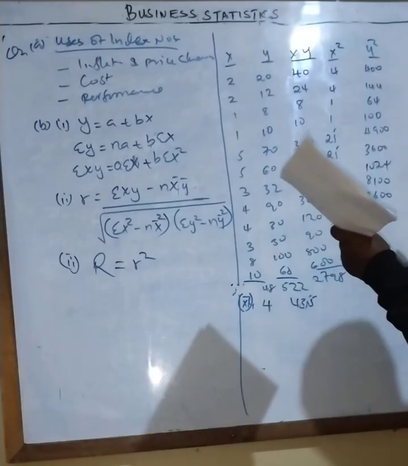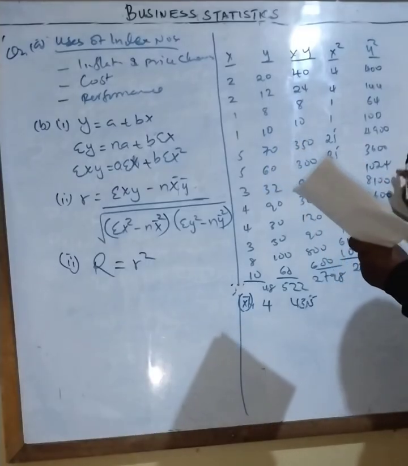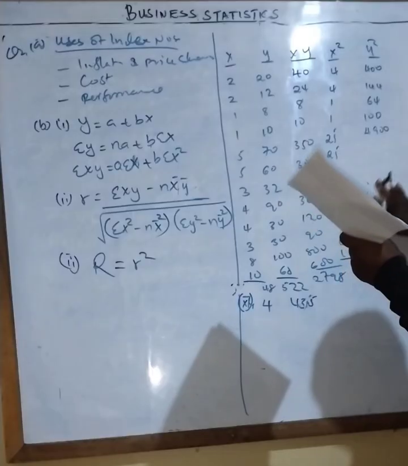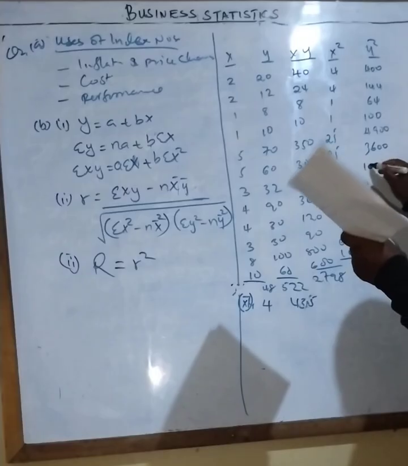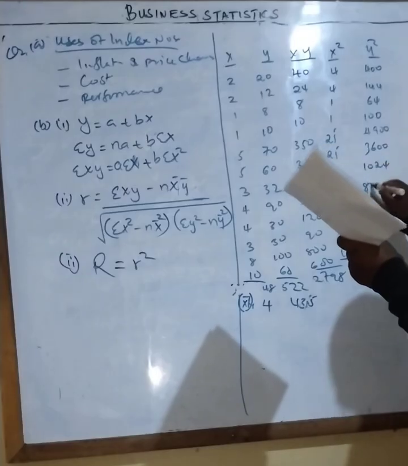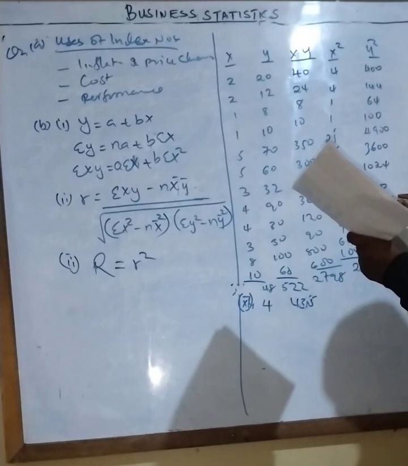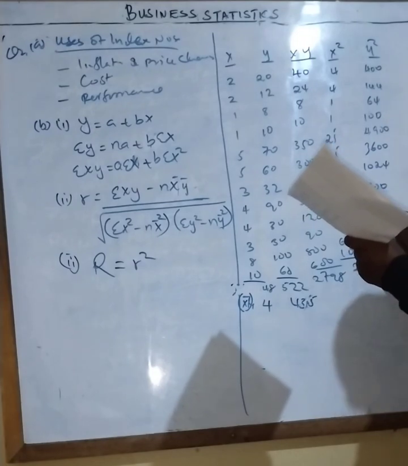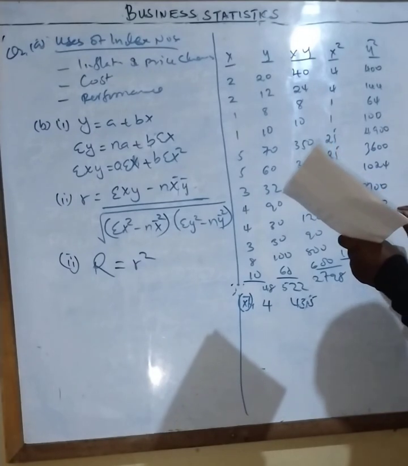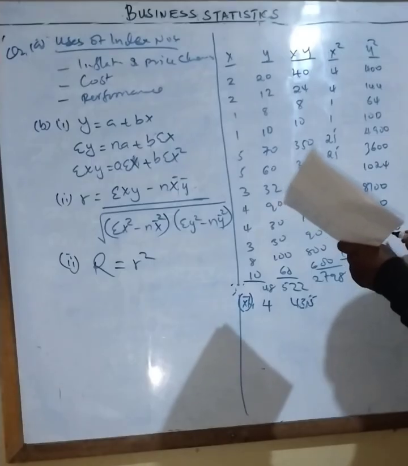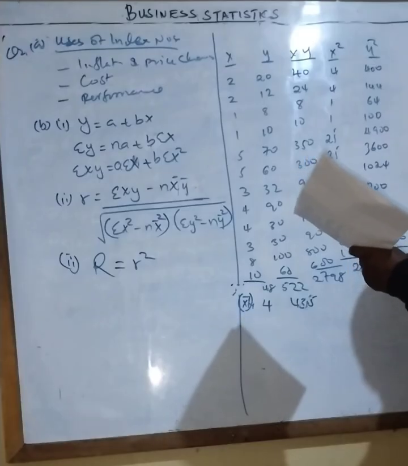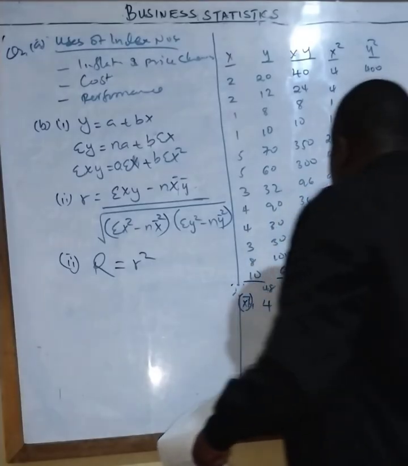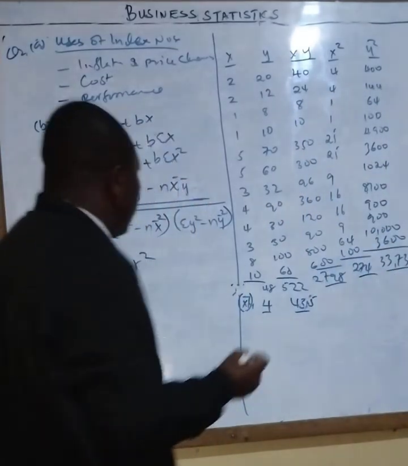Sorry, this is 4900, 3600, 1024, 8100, 900, 900, 10,000, and finally 3600. Total is 33,732. So class, what you have done is now you have simplified your work.